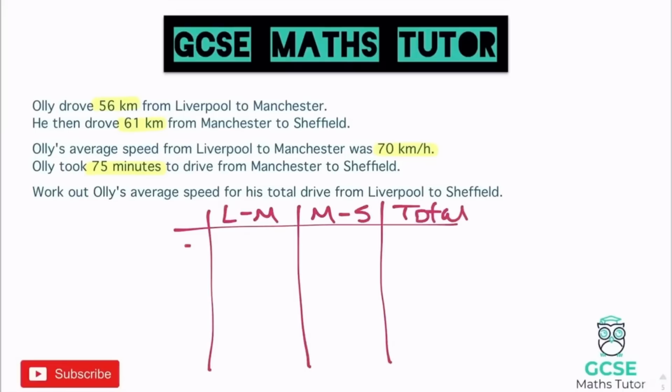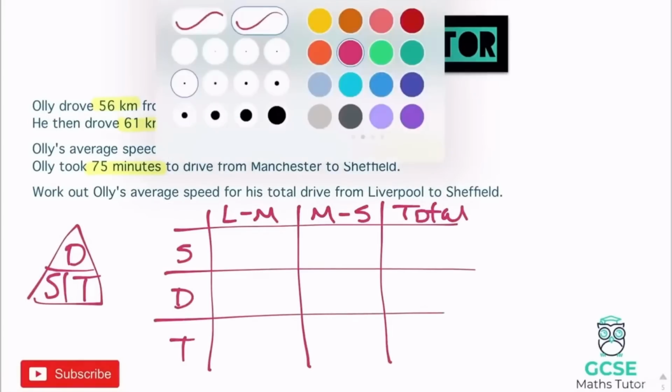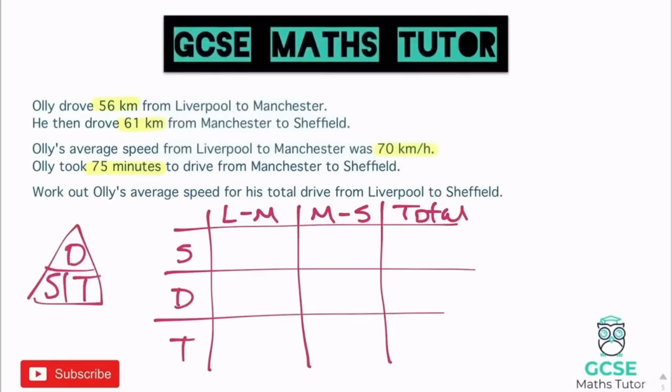There we go. And again, we're looking for a speed, a distance, and a time. And again, I'm going to put down my speed equals distance over time formula triangle. There we go. So if I start to fill in some of these, and let's just put all these grids in to start with, let's see what we've actually got. So we've got 56 kilometres for the first bit, that's a distance, and we've got 61 kilometres for the next one, and we can add those together. 56 plus 61 is 117 for our total distance.